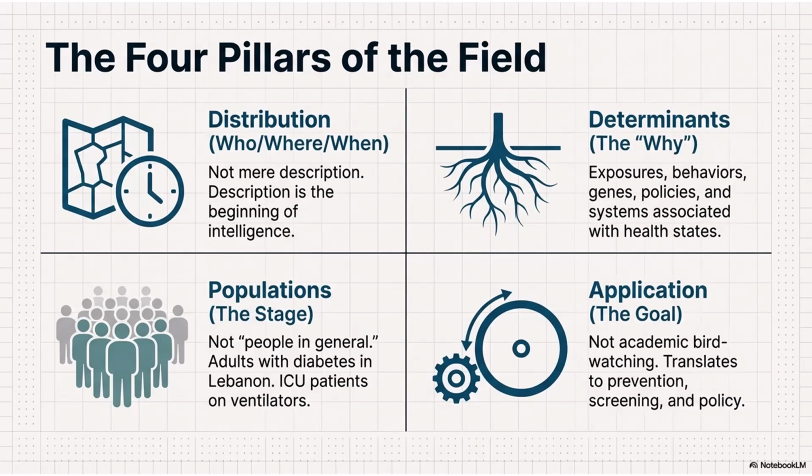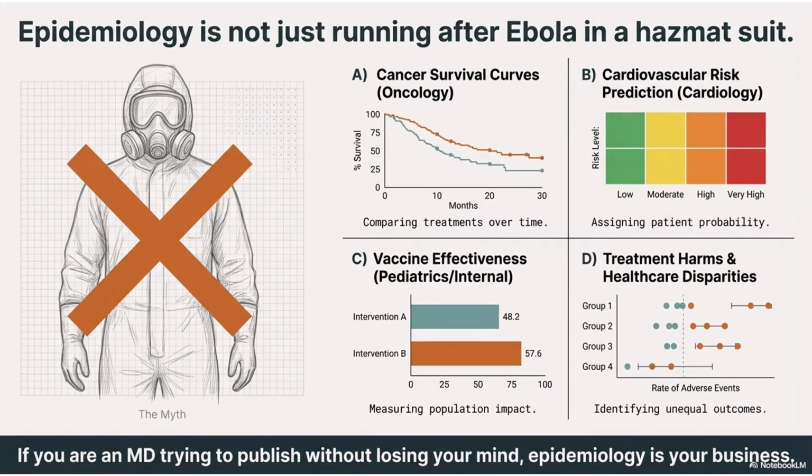And fourth, application. This is the killer part of the definition. Epidemiology is not just academic bird watching with disease. It is supposed to lead somewhere: prevention, screening, policy, resource allocation, guideline development, risk prediction, or better study design. If your work has no possible application, it may still be intellectually interesting, but epidemiology at its best is interested and useful.